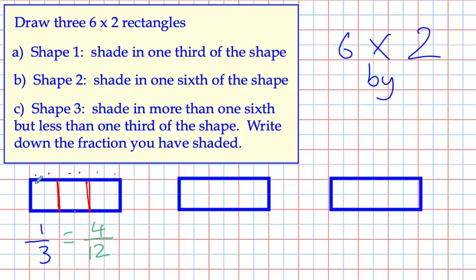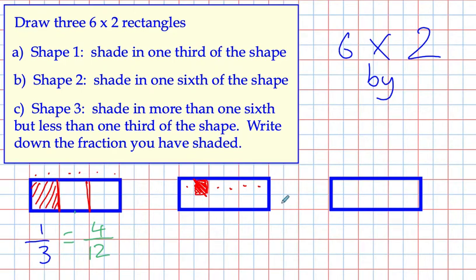So if I were to shade in 1 of those 3 sections, I've also shaded in 1/3, which happens to be 4 little boxes out of 12 little boxes. So there's different ways to think about shading in. Shape 2, it says shade in 1/6 of the shape. Okay, so let's do it using the first method. 1/6 means that if I count 1, 2, 3, 4, 5, 6 boxes, then I should only shade in 1 of those 6. And it doesn't matter which one, of course. I'm going to shade in, just randomly shade in the second one.